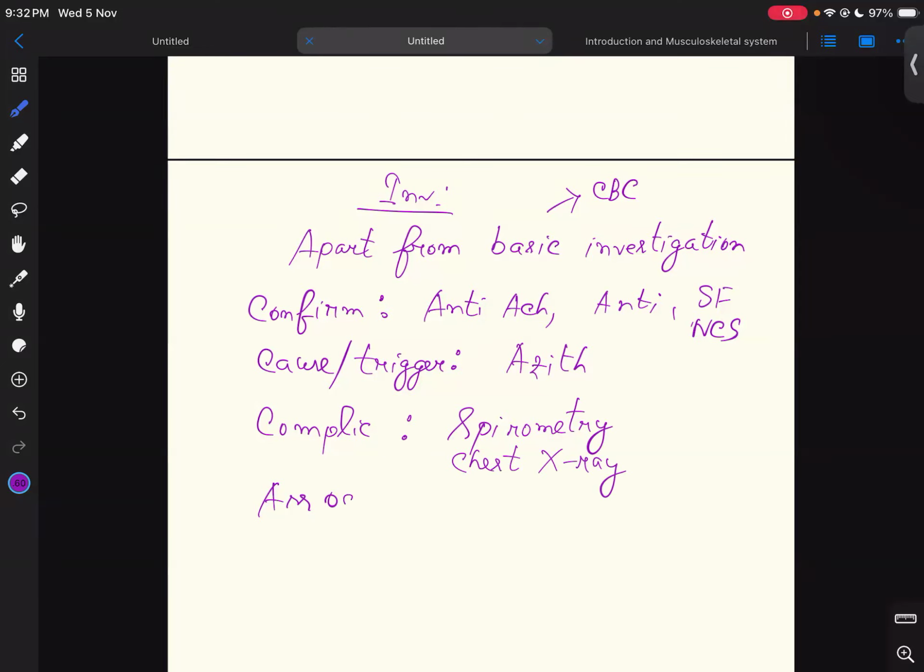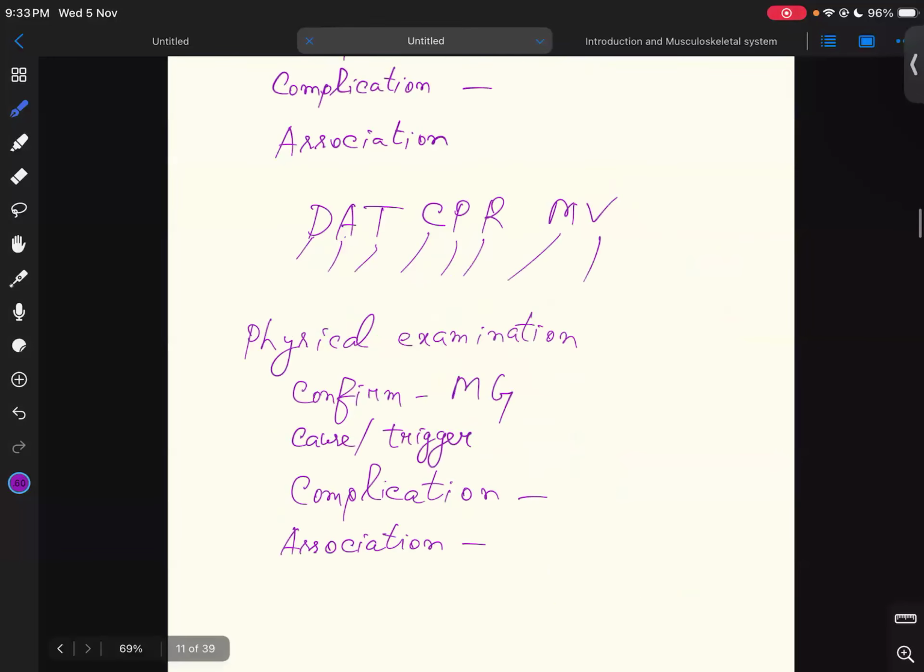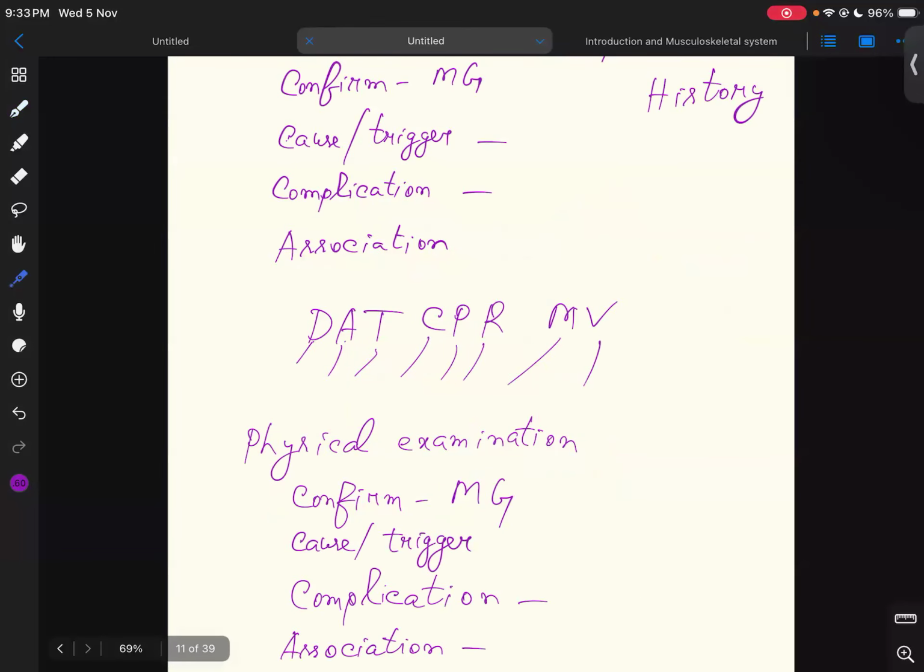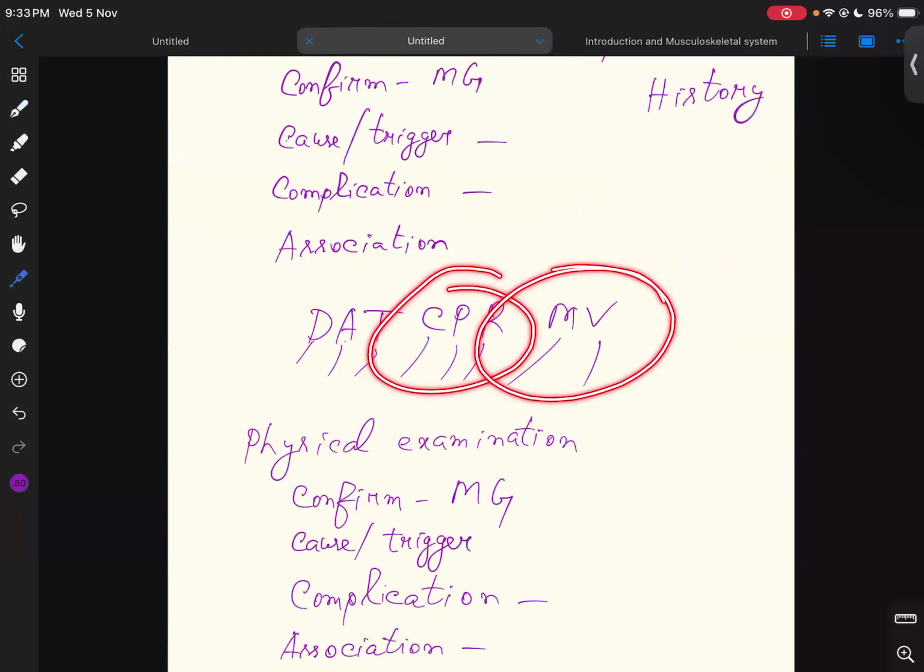Then to rule out the association, what will we do? Fasting blood sugar, HbA1c, ruling out diabetes. We'll do 9 AM serum cortisol, ruling out Addison's disease. We'll do thyroid function test, ruling out any autoimmune thyroid association. So in this way, we'll tell every test to rule out every autoimmune disease.